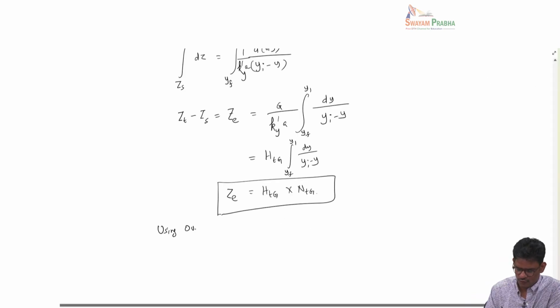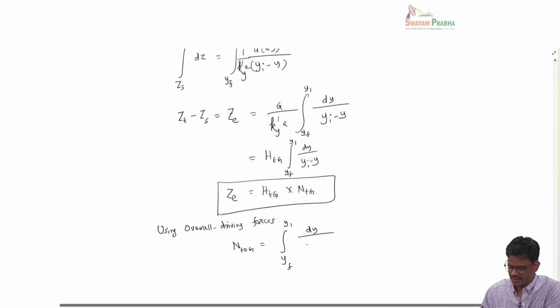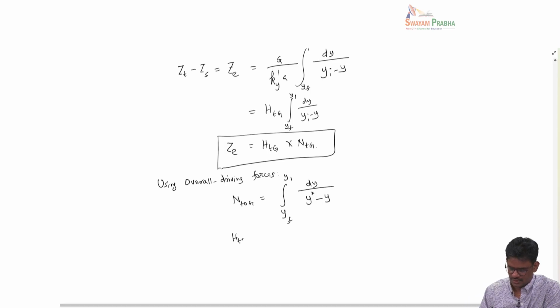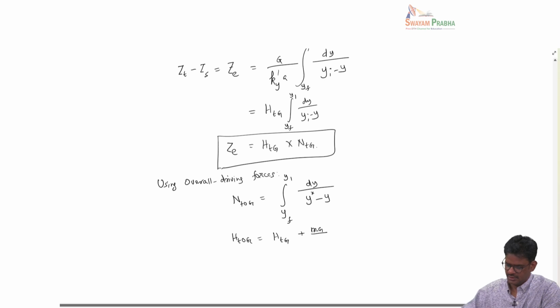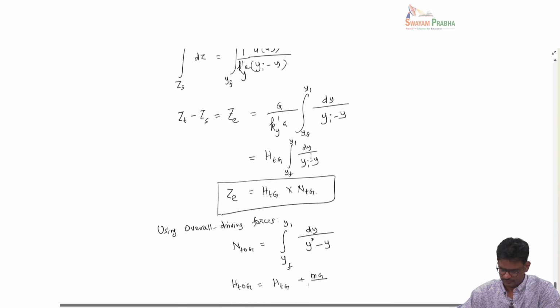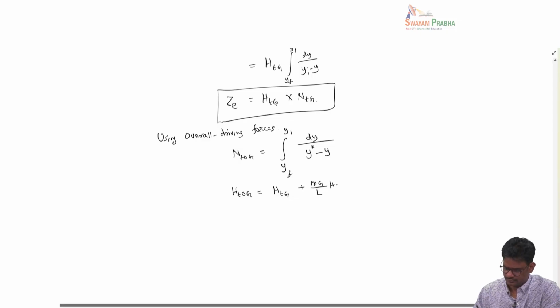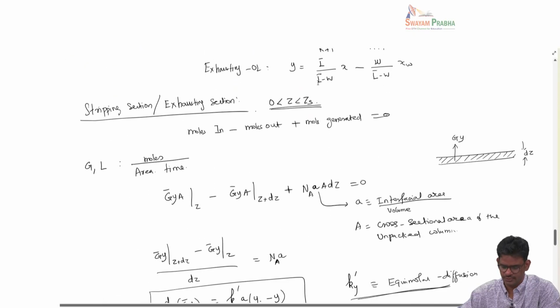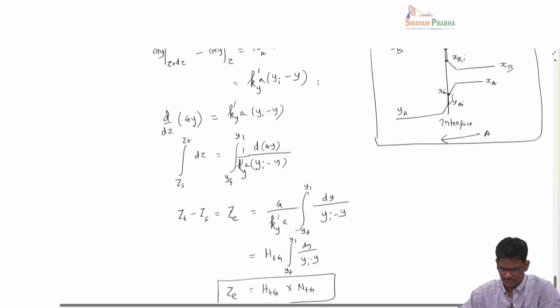So using overall driving forces, we can write NTOG as the integral from YF to Y1 of dY by (Y star minus Y), and HTOG as HTG plus mG by L or mL by G, G by L. Yes, Y2, yeah, this should be Y2. Thanks for pointing that out.